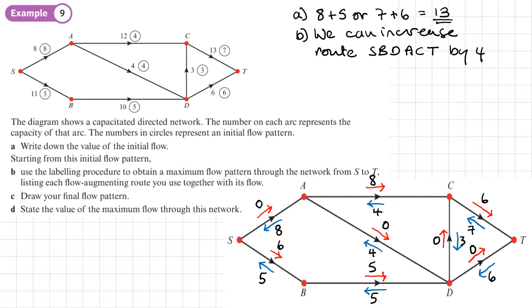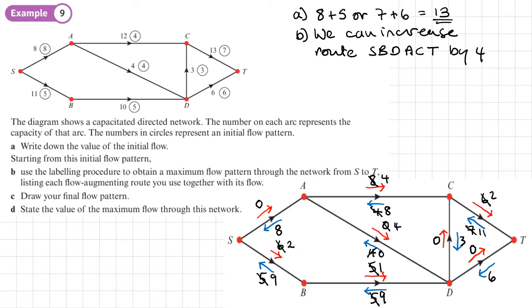So let's write down our new values. So decrease by 4, increase by 4, B to D, decrease by 4, increase by 4. Now this is where we need to watch out. D to A, this is now like the forward arrow because that's the direction we're going in. So decrease by 4, increase by 4, decrease by 4, increase by 4, decrease by 4, increase by 4.